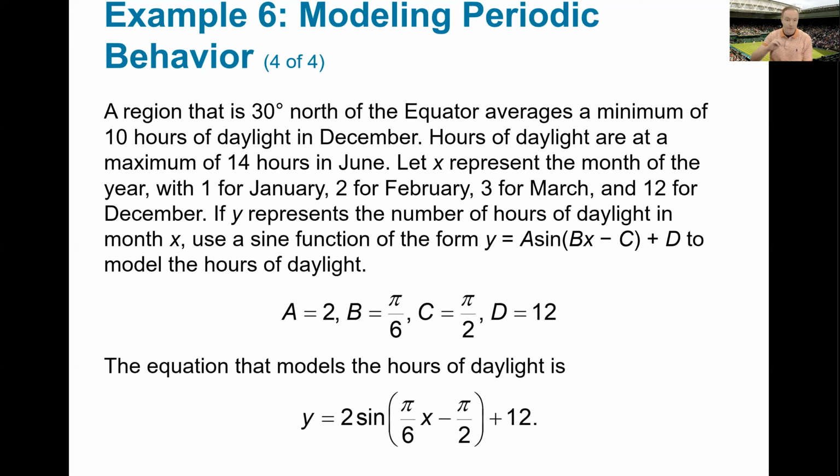I knew that my coefficient of X had to be pi over 6 to ensure that this finished the period in 12 months. And then in order to ensure that my starting point could be March, which enabled the maximum value to occur 3 months later in June, and the minimum value to occur 3 months before in December, that had to give me C is equal to pi over 2. Now, please notice, if you took your C over B, that's telling you, yes, it's being shifted 3 months to the right.